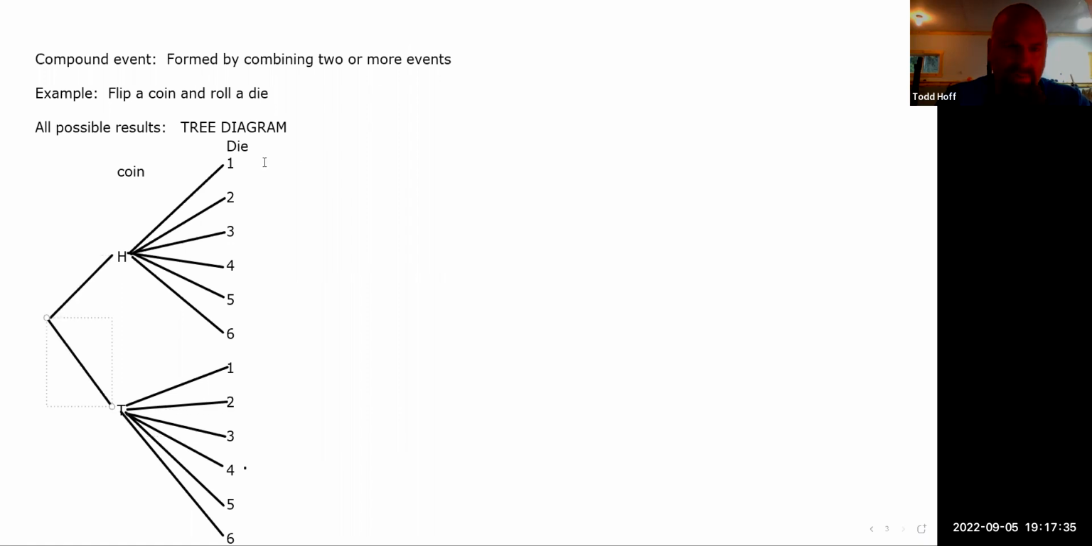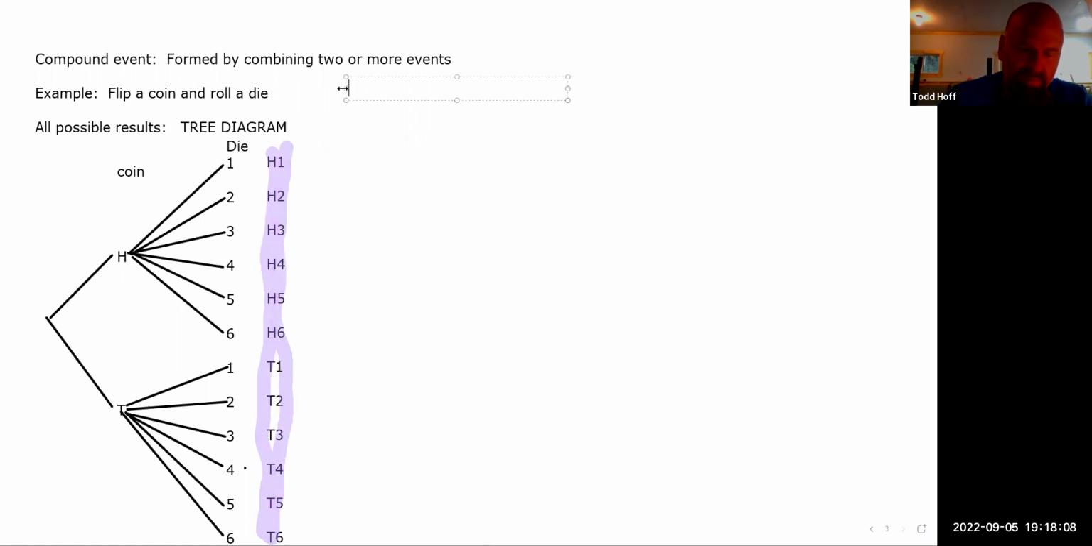So let's list off my results. This is heads and 1. This is heads and 2, heads and 3, heads and 4, heads and 5, heads and 6, tails and 1, tails and 2, tails and 3, tails and 4, tails and 5, and tails and 6. So this list here is all of my possible outcomes of that compound event.